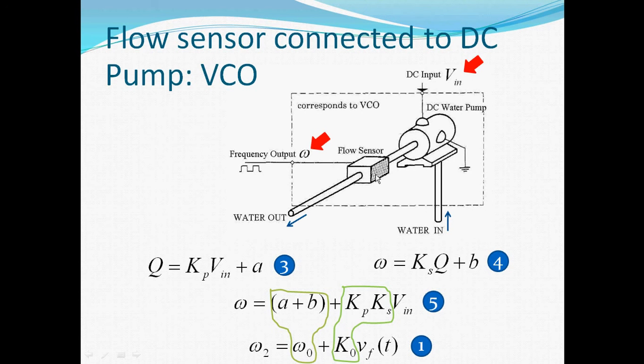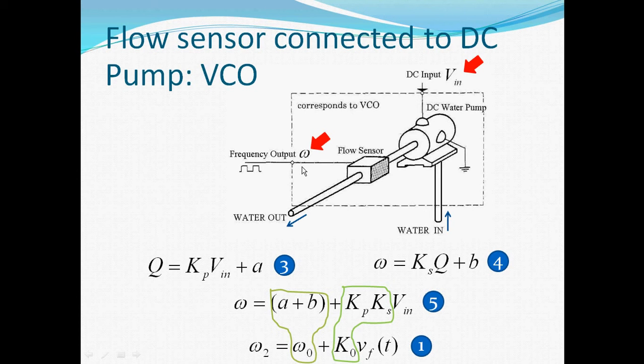If a DC pump is connected together with the flow rate sensor by the pipe, as shown in this picture, then it can be considered as a VCO, in which the voltage at the input of the pump determines the frequency of the output of the flow sensor. A relationship between the flow rate and the input voltage Vin of the pump can be considered as equation 3, where Kp is the pump gain and A is a constant.